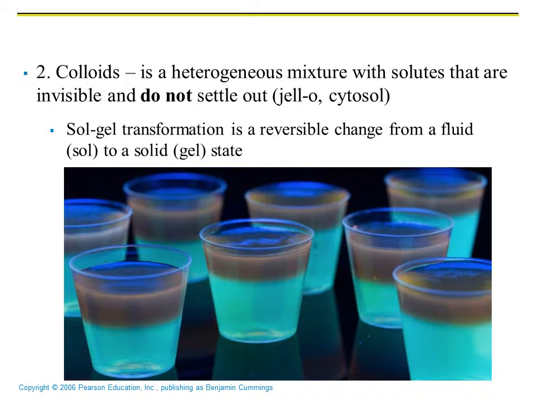The second mixture that we will talk about is a colloid. A colloid is a heterogeneous mixture with solutes that are invisible. This means when you make jello shots, you would take powdered jello and mix it with ethanol. Let's just make regular jello. You would take jello powder and mix it with water. The jello granules will be invisible and they will not settle to the bottom of the container. This means it is a colloid.